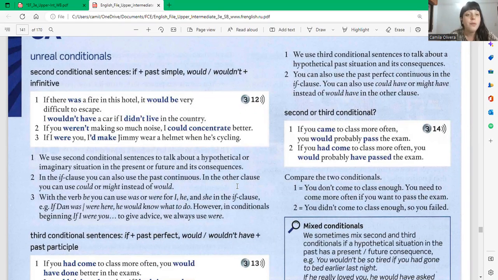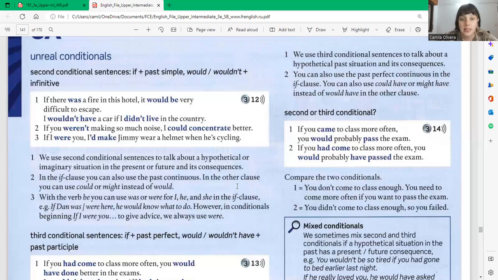For example, if there was a fire in this hotel, it would be very difficult to escape. We are talking about an imaginary situation in the present. I wouldn't have a car if I didn't live in the country. So that means that that person has a car right now because he or she lives in the country. If you weren't making so much noise, I could concentrate better. So now, in this moment, that person is making a lot of noise and the other person cannot concentrate. If I were you, I'd make Jimmy wear a helmet when he's cycling.